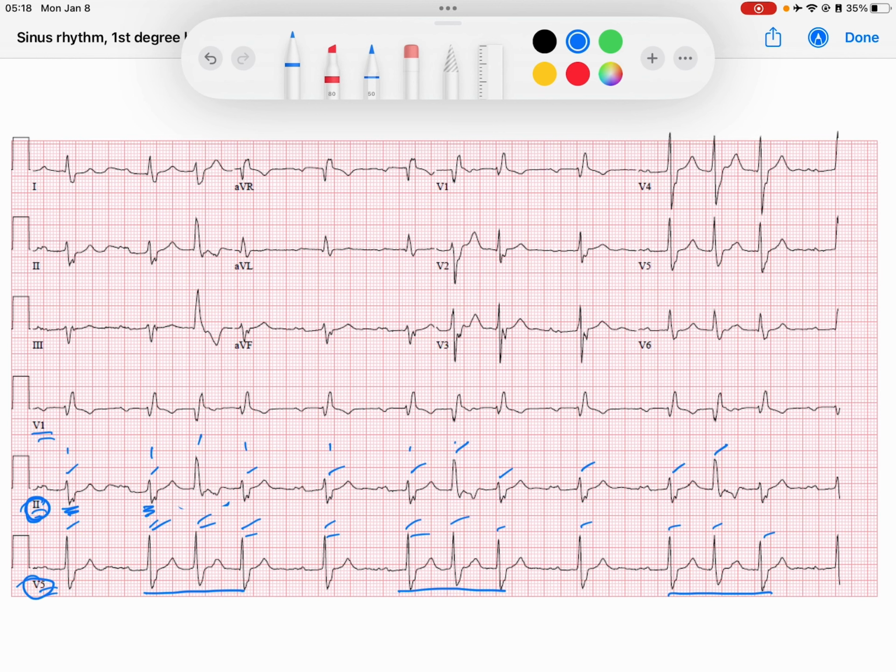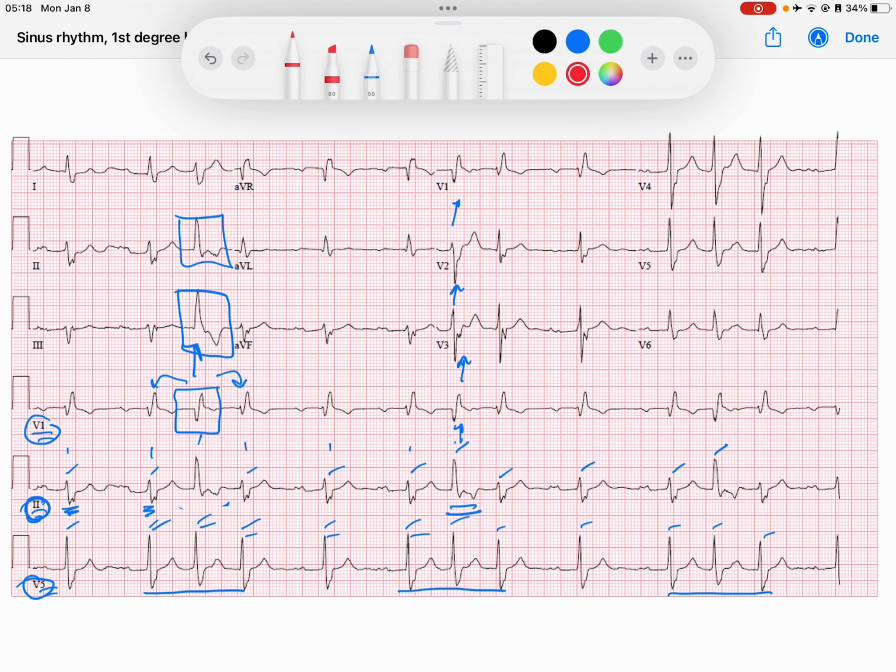Remember, depending on the lead you're looking at, these funky beats, like in V1, look very similar to their sister QRSs to the right and left. But if you continue to go up and look, you can see it's funky in this beat, and funky in this beat. You can continue to compare all of these beats to each other and maybe help understand what it is. Let's dive a little deeper into this rhythm.